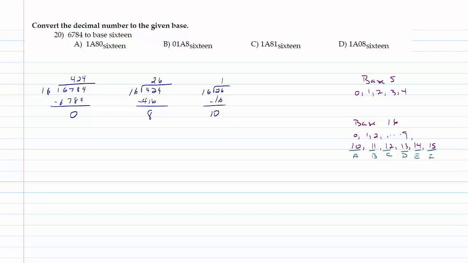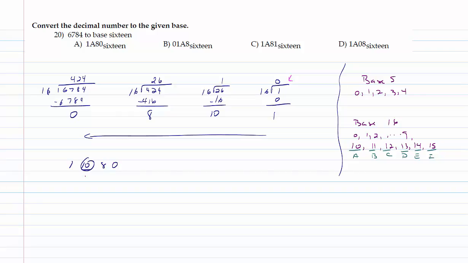I'm going to go one more time. So 16 divides into 1. 16 doesn't go into 1, so it goes in there 0 times, and my remainder is 1. Once you get a 0 up here in this last spot, that's when you know to stop. Okay, now my answer is going to be my remainders, but backwards. So 1, 10, 8, 0. And remember, you need to treat the 10 as a single digit, so we're replacing it with A. So my answer is 1A80, and this is base 16.